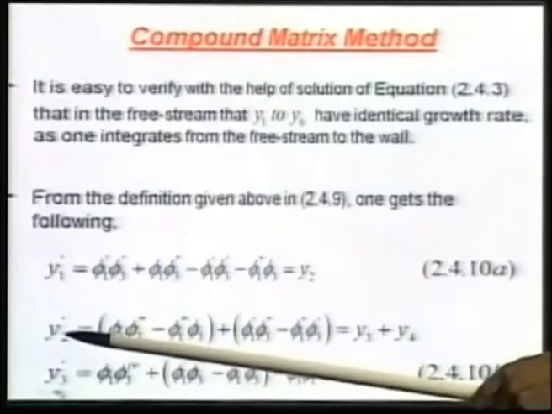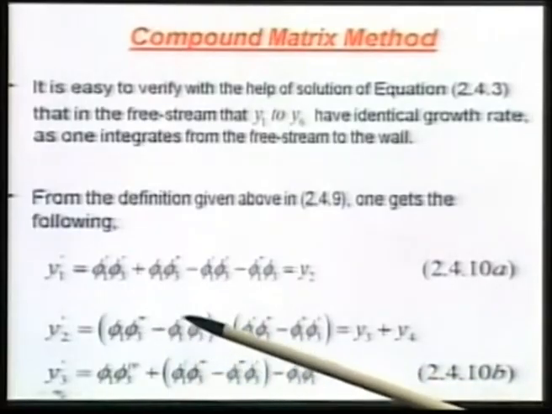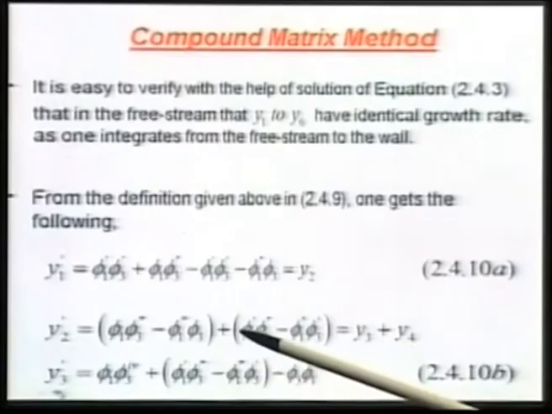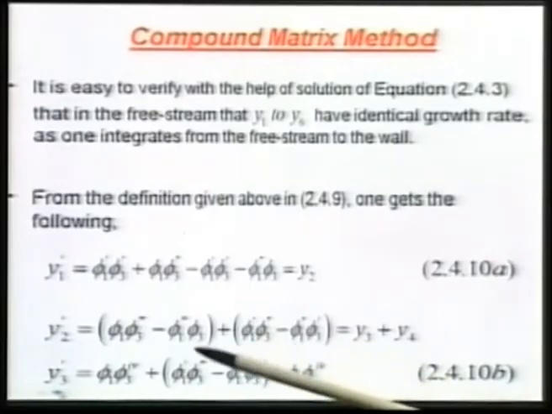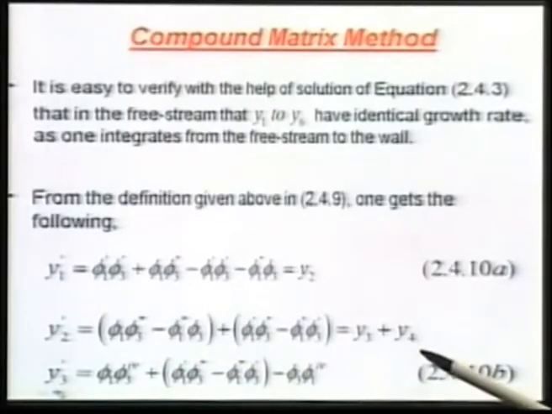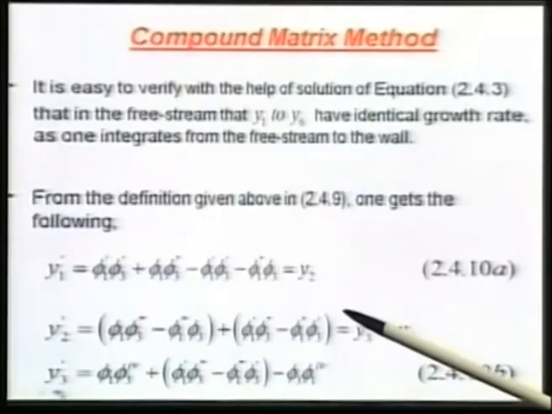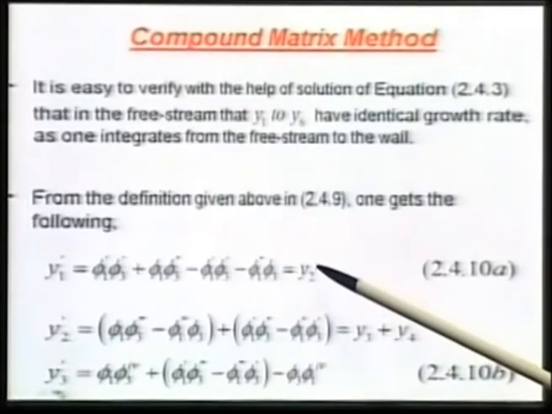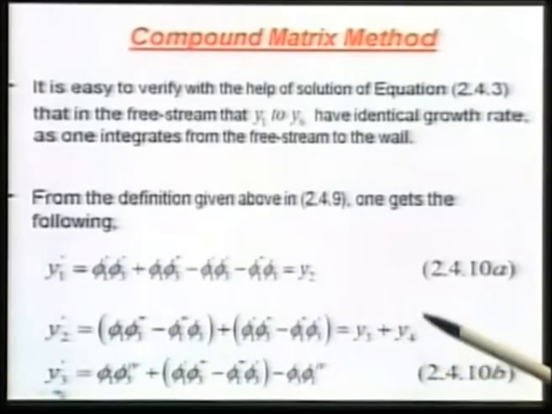You can do the same thing with y 2 prime; you will have these 2 components: phi 1 phi 3 triple prime minus phi 1 triple prime phi 3 plus phi 1 prime phi 3 double prime minus phi 1 double prime phi 3 prime. By definition this is y 3, and this is what we defined as y 4. So, we are generating equations for this compound matrix variable; they are also called the second compound. So, y 1 prime equals y 2, y 2 prime equals y 3 plus y 4.